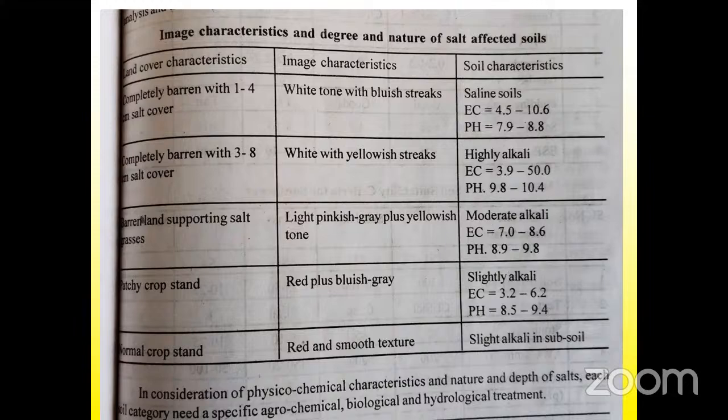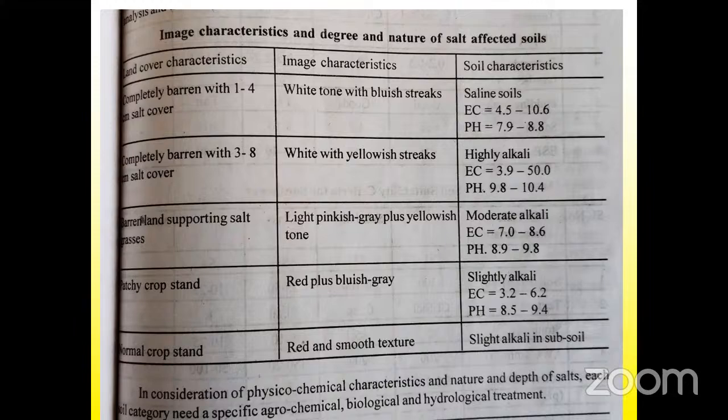The second one is completely barren with 3 to 8 centimeters of salt. So here, what is the pH range? The pH range is almost 9.8 to 10.4. And EC, you see here, it is showing 3.9, that means 4 to 50. So there is a huge differentiation from the first one. In the first case, saline soil EC has 4.5 to 10.6 only.